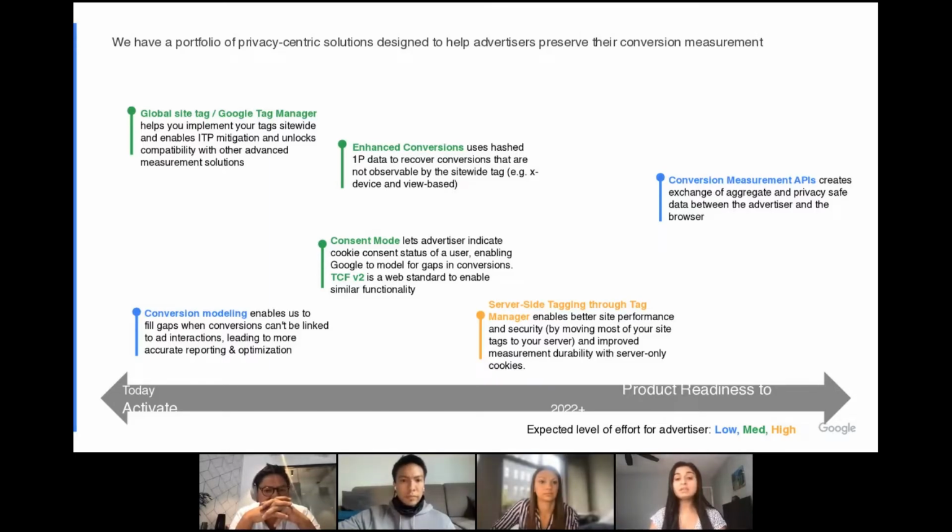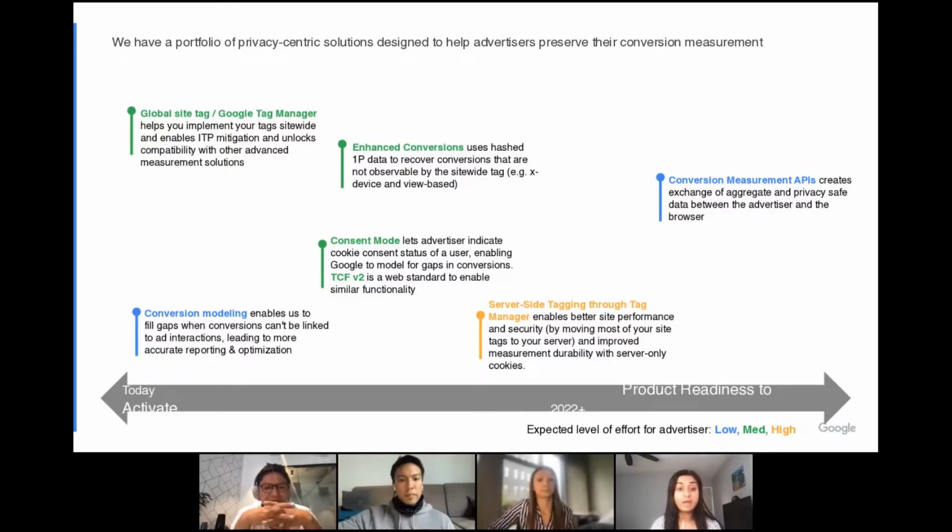And then finally, conversion measurement APIs. I'm sure many of you would have heard of Privacy Sandbox. This is ultimately what's going to replace cookies in the long term. And this basically creates an exchange of aggregate and privacy-safe data between the advertiser and the browser.